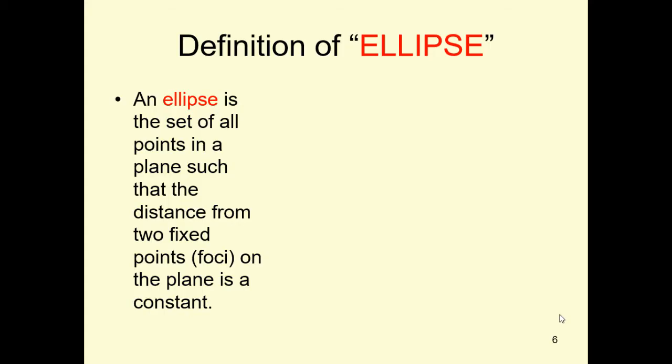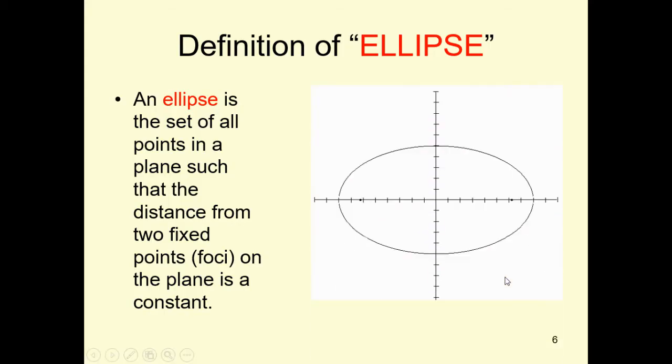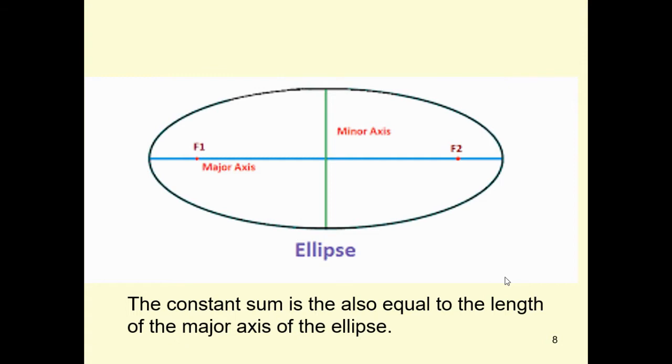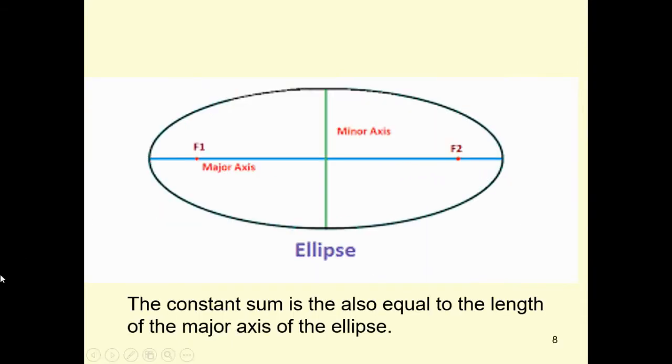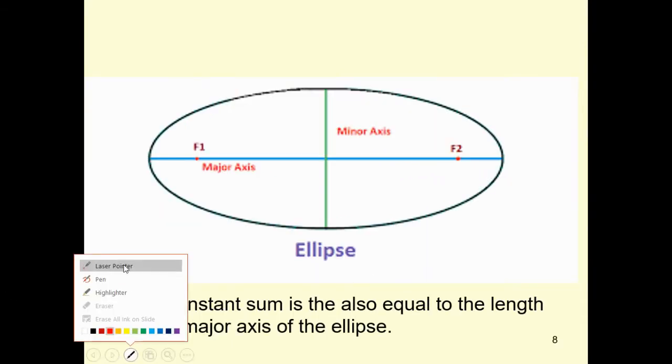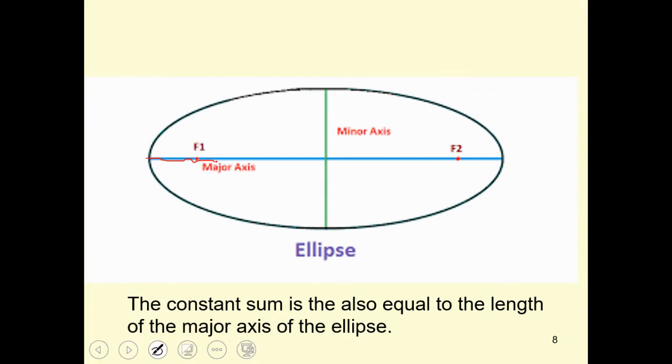So, for example, this one, we have another observation here. The constant sum is also equal to the length of the major axis of the ellipse. So this one is the major axis kini siya. This is your major axis. Okay? So the constant sum is also equal to the length of the major axis of the ellipse.